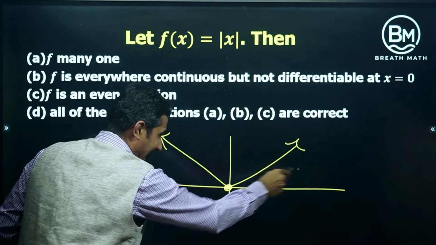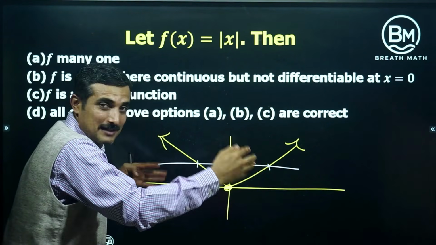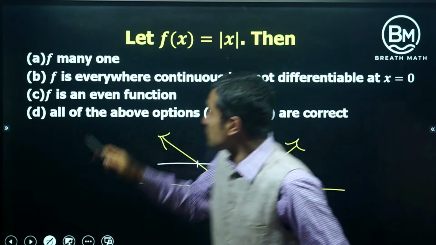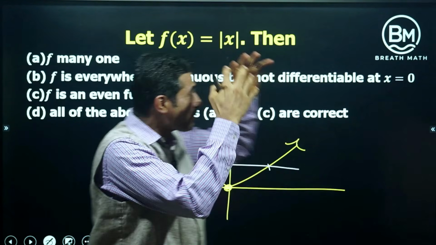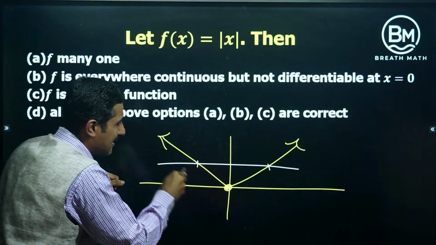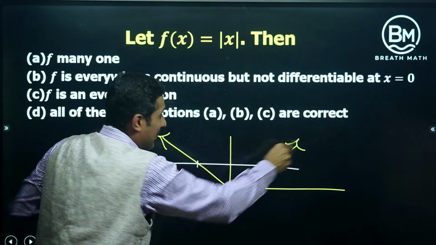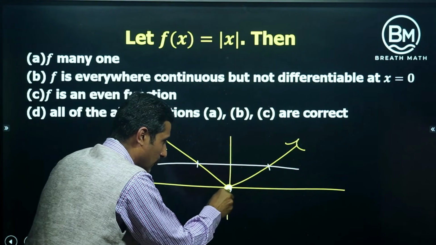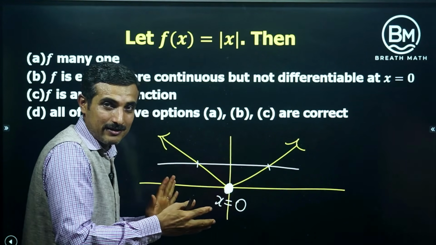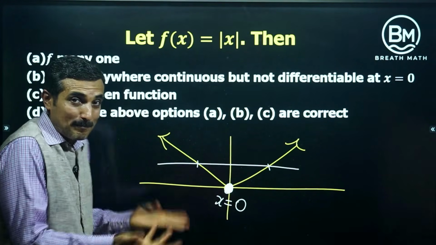You realize that this horizontal line cuts the graph exactly at 2 points. If it cuts the curve at more than 1 point, the function is many one. So option A says this function is many one. It is true. And what about the second option? F is everywhere continuous. Yes, it is. It is continuous everywhere, but not differentiable at x equal to 0. Is that true? Yes. If you find any sharp edge in the graph, you can conclude that at that point the function is not differentiable. Option B is also true.